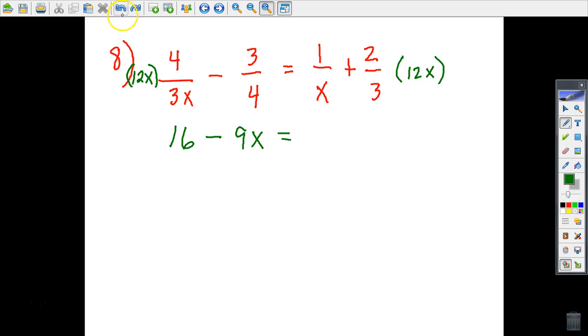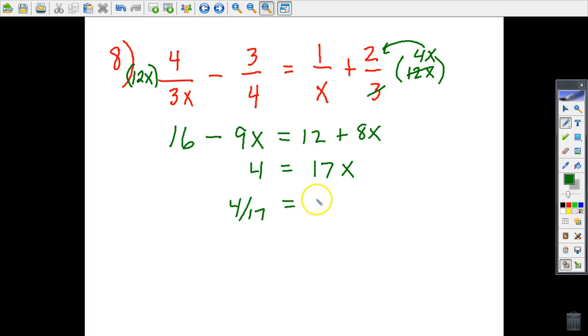Alright, so hopefully you saw that. Now let's do the same thing here. 3 into 12x is 4x, or 12x divided by 3. And now 4x times 2 is 8x. Alright, and now it's just a matter of getting the x terms together on one side. So I'm going to add 9x to both sides. I'm going to subtract 12 on both sides. Solving for x, I get 4/17. And that does not create a 0 in either one of these denominators. And so that is our final answer.